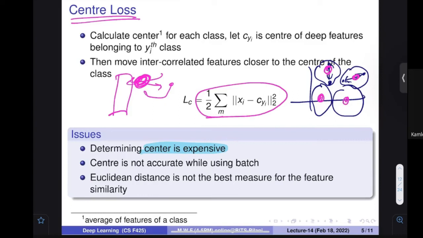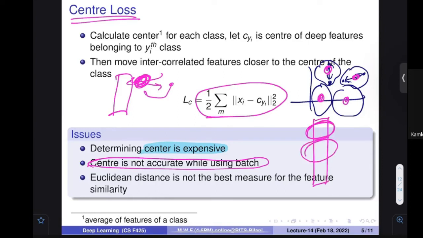And especially when we are going to train in batches. In batch training, I'm going to train on this particular data, then on this particular data, then on this particular data. In this case the centers are not accurate, because the center you obtain from this part and from this part are going to be different.